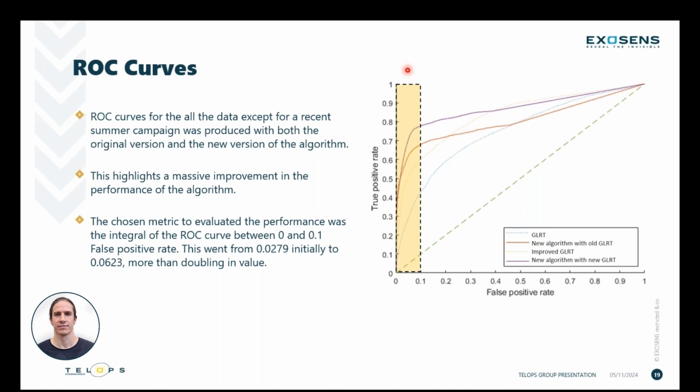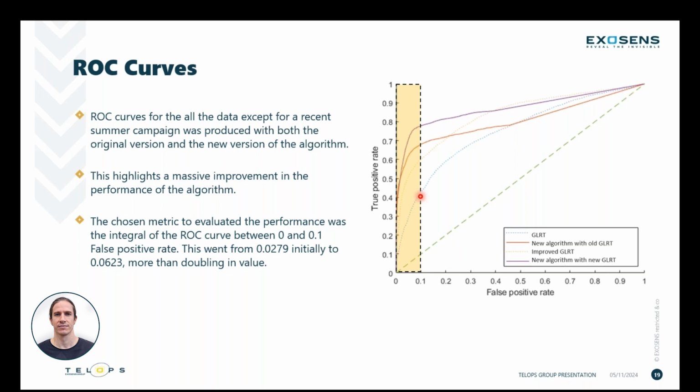So if we look at the results, the old algorithm, the GLRT, is the dotted blue line. As you can see, if you look at the true positive rate of 0.4, we had 10% false alarm. So that's not really good.